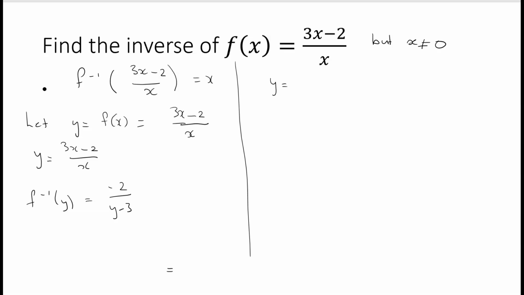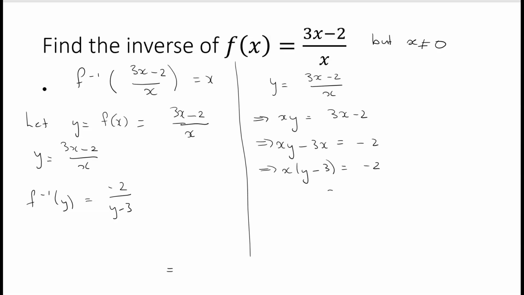So we've got y equals 3x minus 2 over x, cross multiplying, shifting the 3x, factorising the left-hand side, and then dividing both sides by y minus 3. So that gets what we had before. Now this is equal to f inverse of y, but we don't want that. We want f inverse of x, which is negative 2 over x minus 3. Replace the y by x, and we've got that.